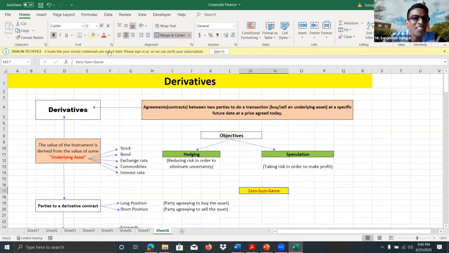Yes, that's correct. So here, derivative contracts should be used with proper understanding, with the proper evaluation, and depending on the expectation.